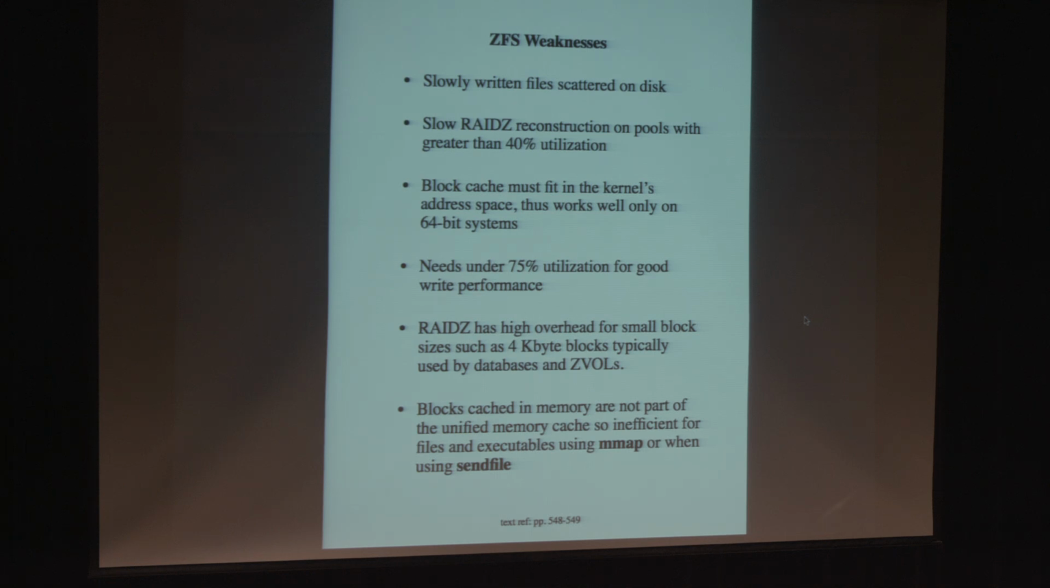People argue about this next number, but my claim is that you need to keep your utilization of your pool under about 75%, or you're going to start having some problems with your write performance. RAID Z for small blocks is problematic for the reasons I described. And the cache, the ARC, is not integrated with the memory pool, and so that slows down things that are doing mmap or sendfile.